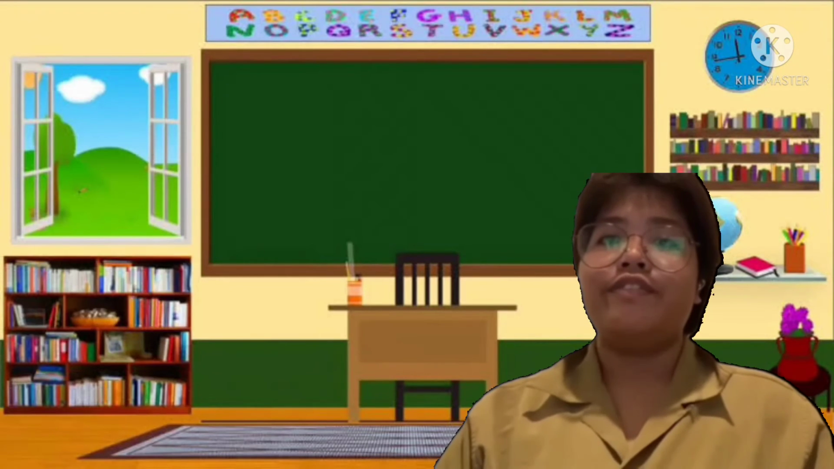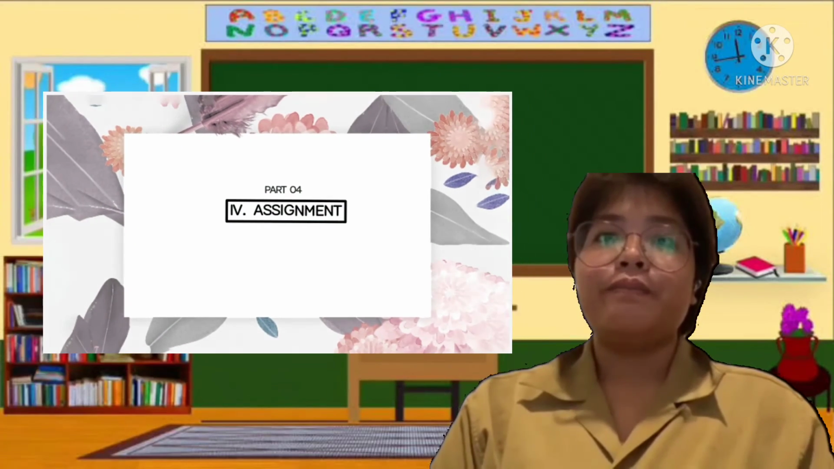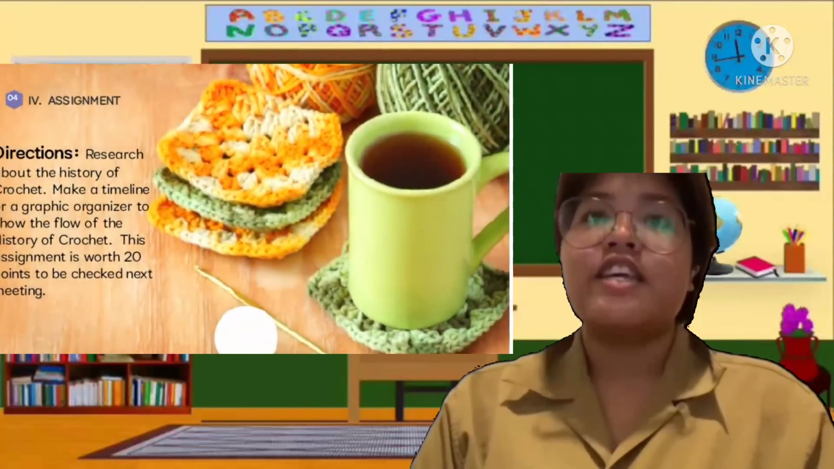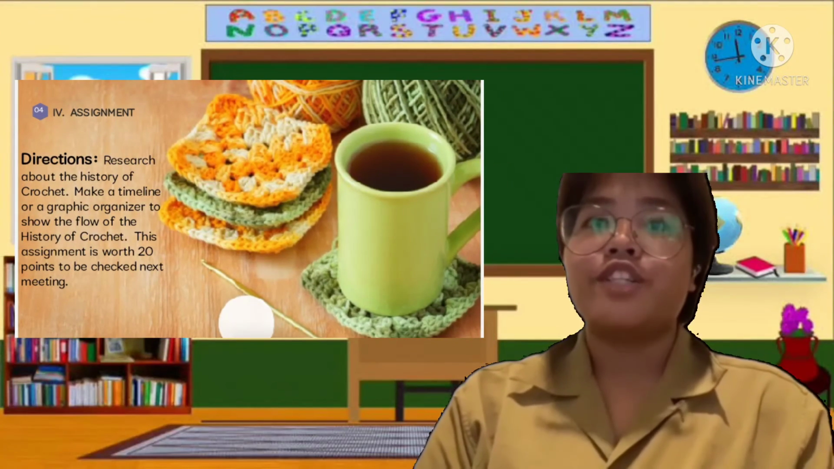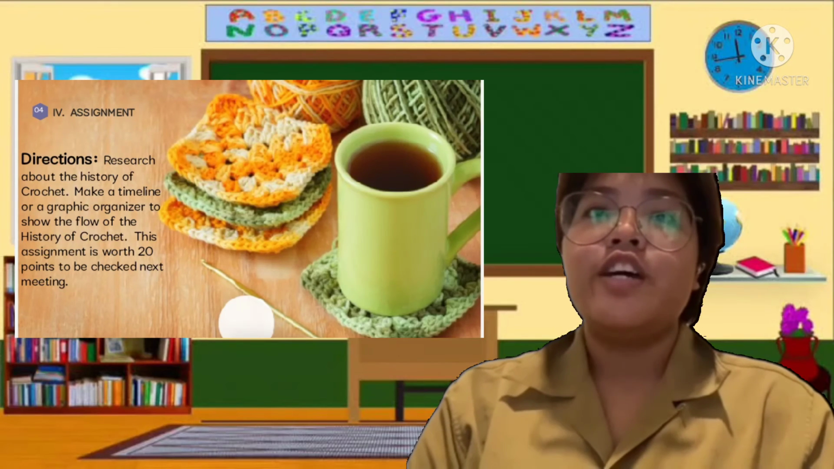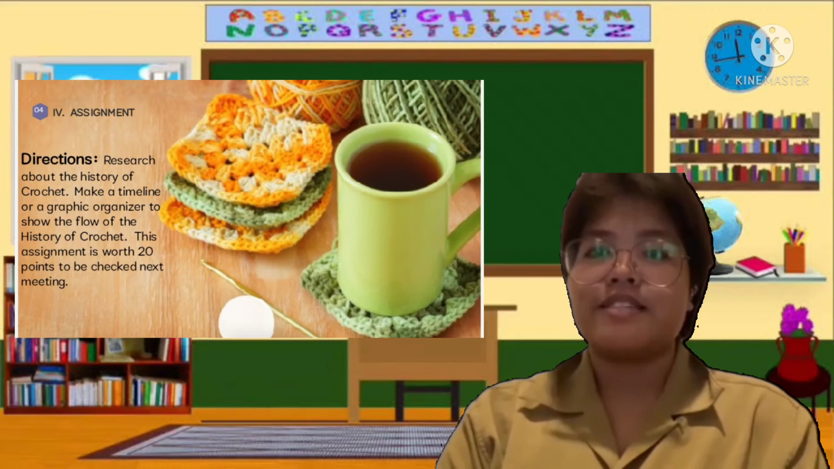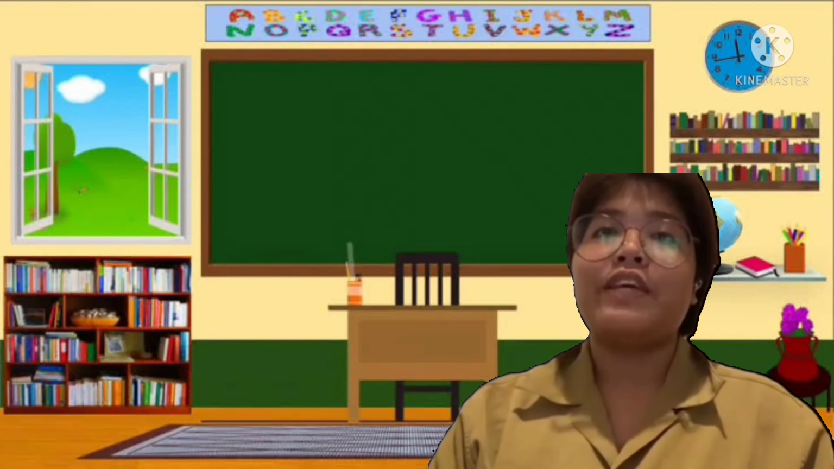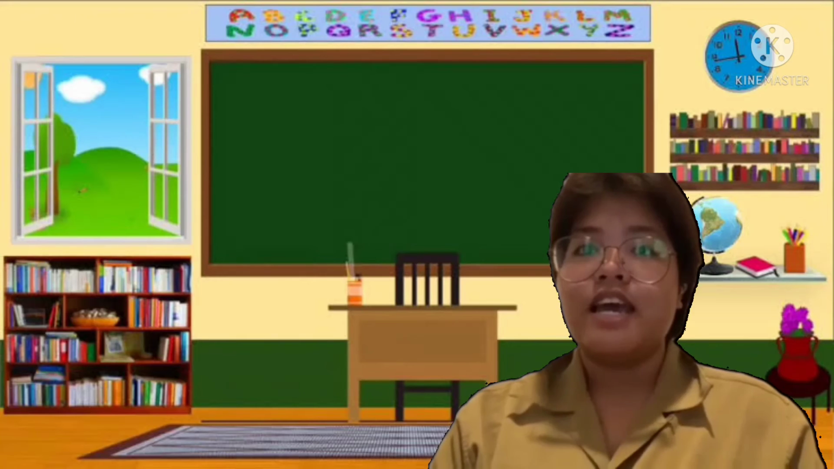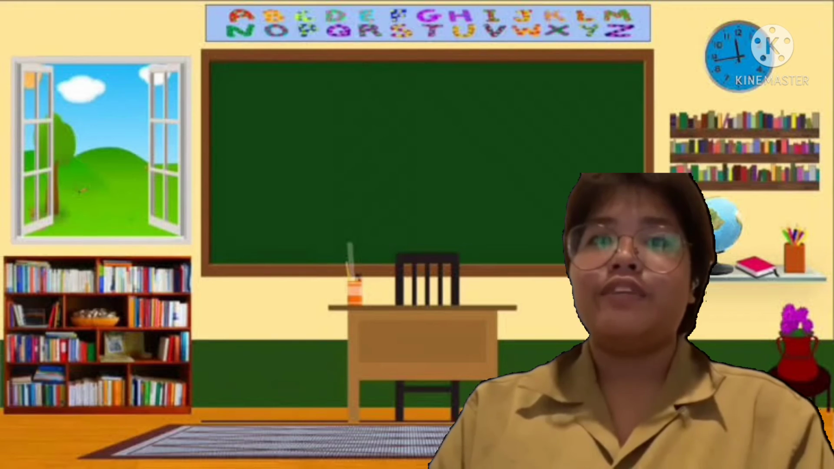And now we arrive at the 4th part, which is the assignment. Directions: research about the history of crochet. Make a timeline or a graphic organizer to show the flow of the history of crochet. This assignment is worth 20 points, to be checked at the next meeting. This will be the assignment of the students after the lesson. It will be given and done at home. And lastly, we reach part 5, the reflection.